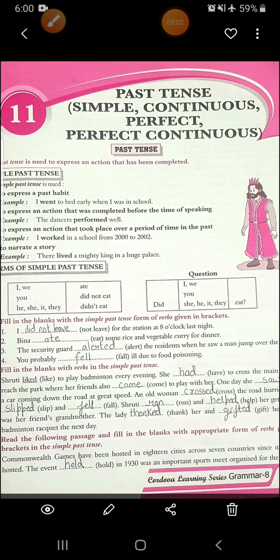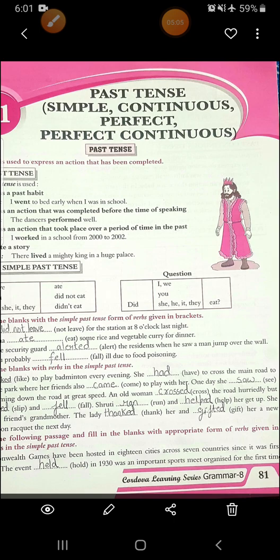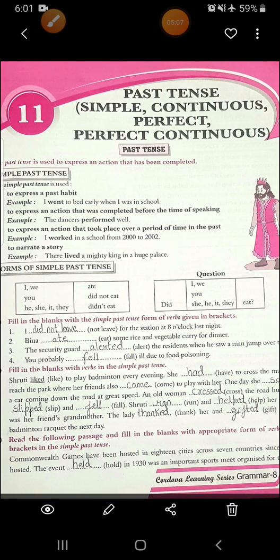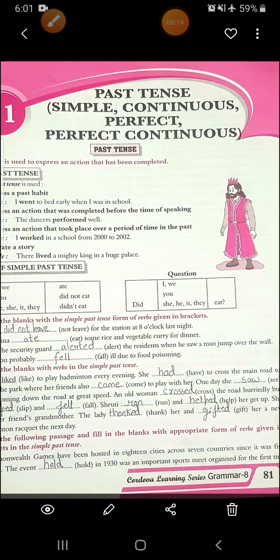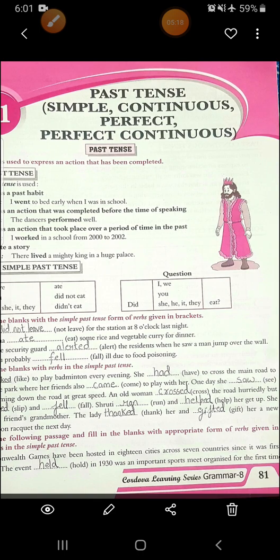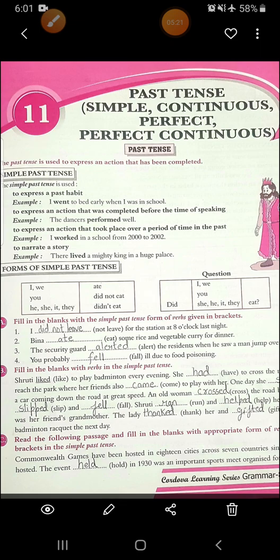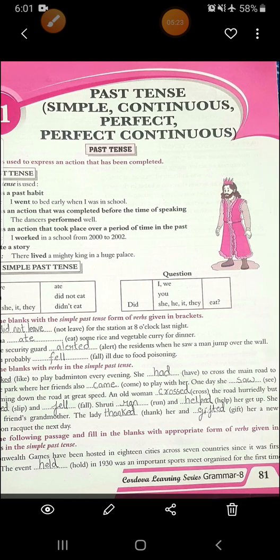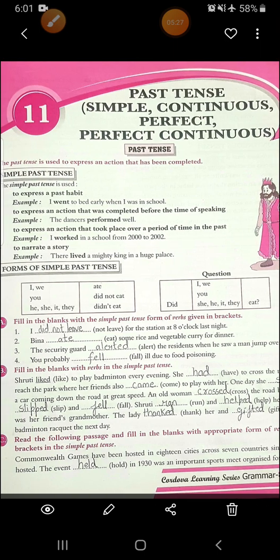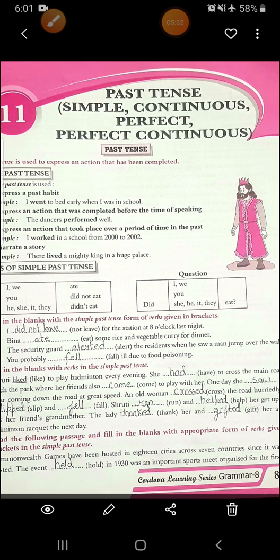An old woman crossed the road hurriedly but slipped. Slip becomes slipped and fell. Fell is the past tense of fall. Then Shruti ran. Run becomes ran and helped her get up. She was her friend's grandmother. The lady thanked her and gifted her a new badminton racket the next day. See, in this paragraph, you just have to use the simple past tense of these words.